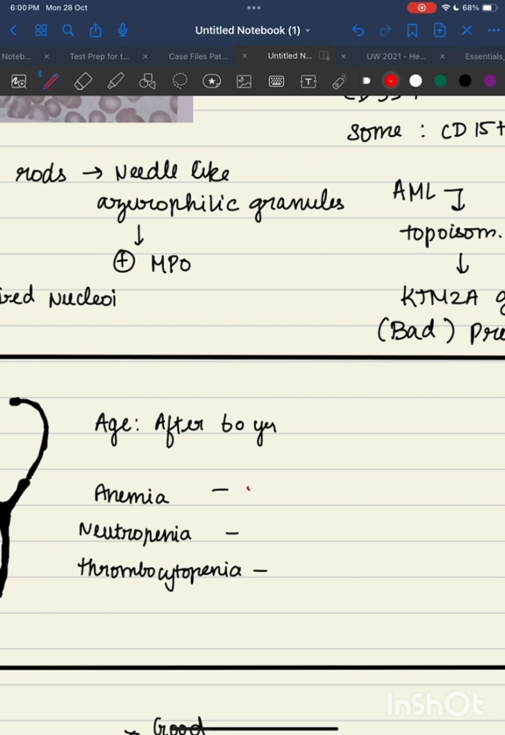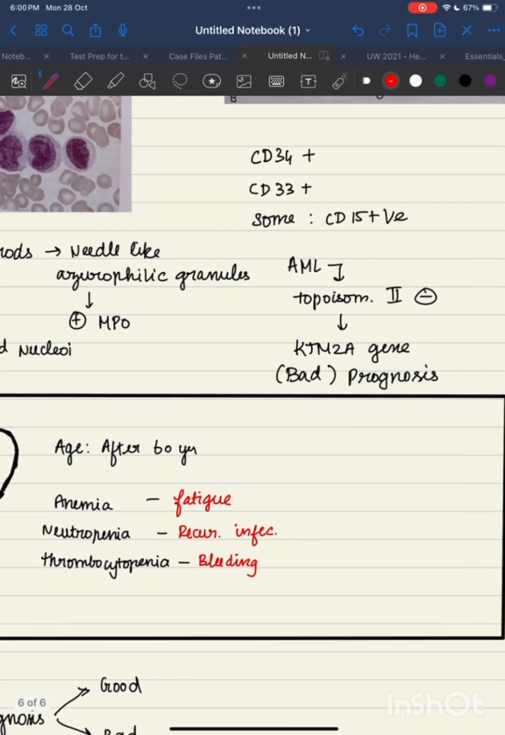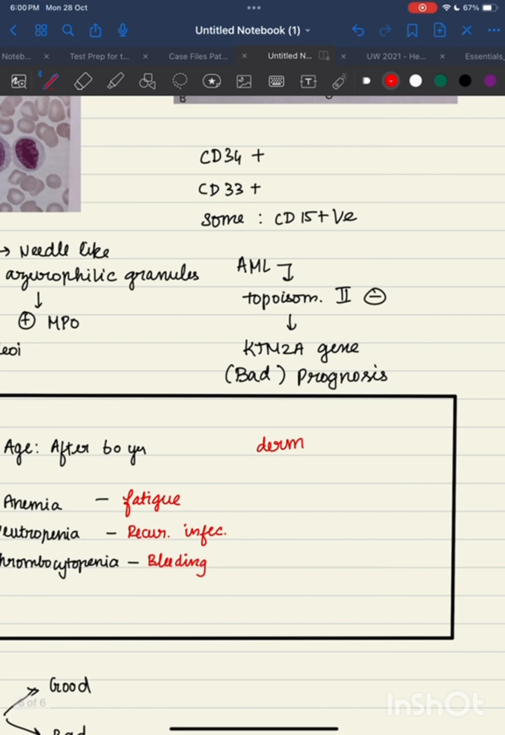What clinical findings do we see in this? In anemia, patients have fatigue; in neutropenia, recurrent infections; and in thrombocytopenia, bleeding manifestations can be seen, bleeding spontaneously through mucous membranes. Mucosal and cutaneous bleeding can be seen. And a very important thing, dermatologically it can present as leukemia cutis. This is also a kind of manifestation in AML. Infections are very common.